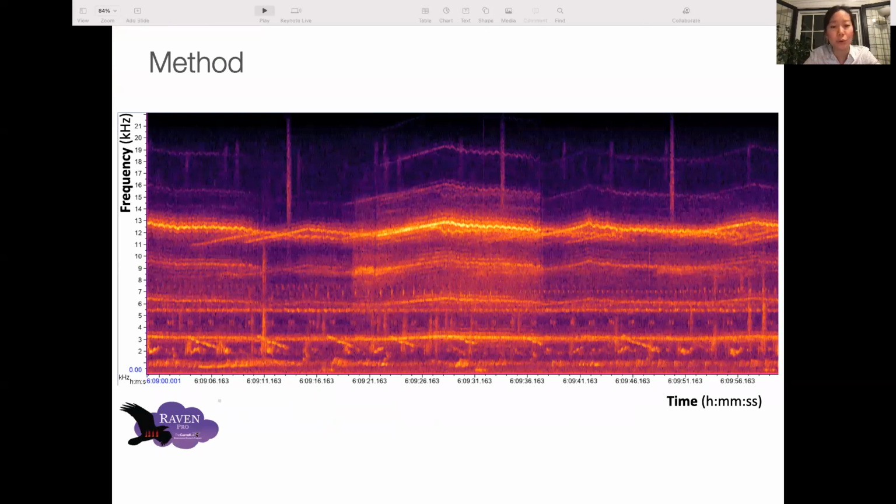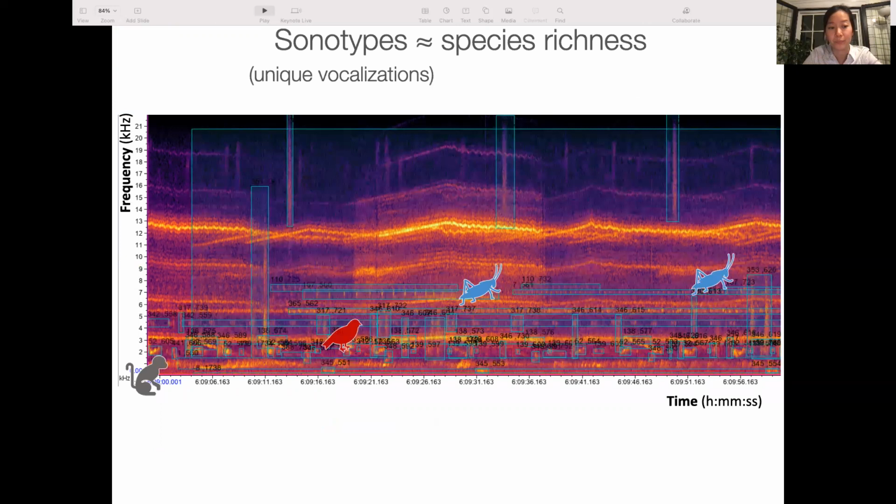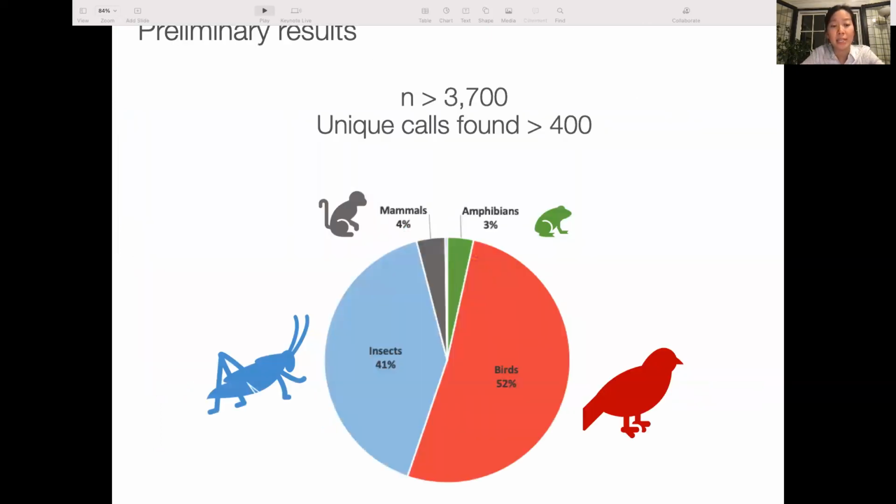Using these visual graphs that are organized by frequency and time, I manually labeled all the animal sounds in each 1 minute sample. I used the number of different sonotypes, or unique vocalizations, as a proxy of species richness of birds, insects, mammals, and amphibians. I annotated more than 3,000 vocalizations, and birds and insects accounted for most of the annotations.